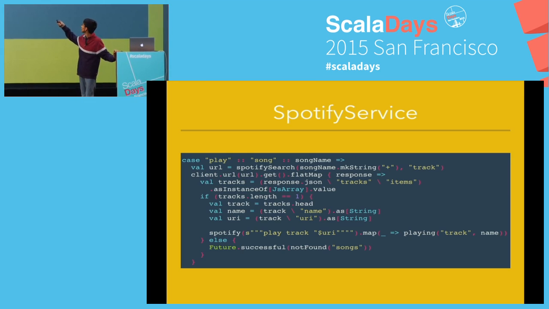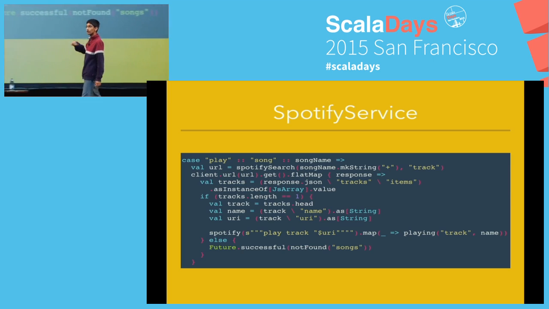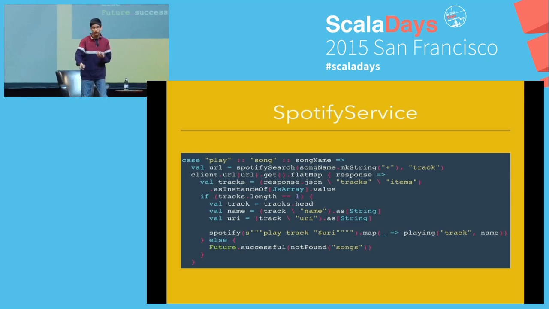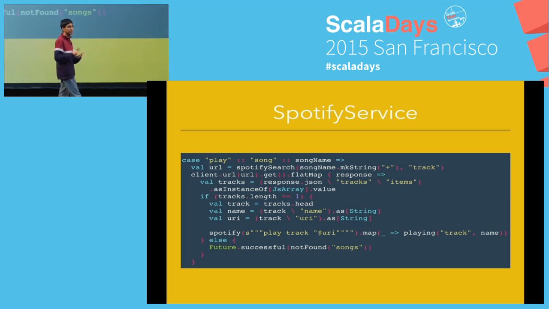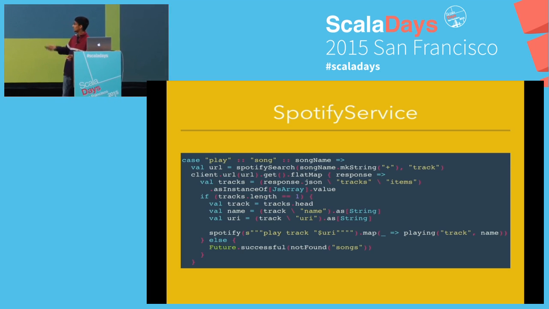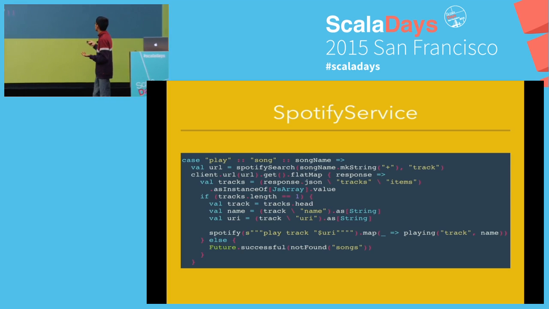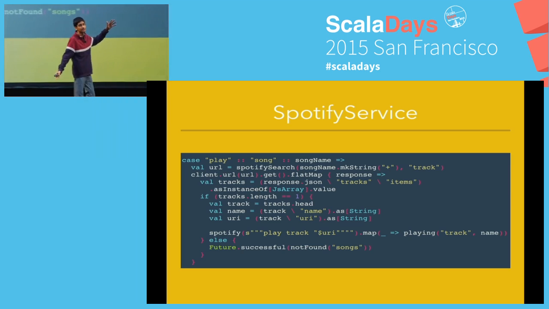This is play song and the song name. So we start by generating a URL. This is the URL to the Spotify API that we want to make a request to. I use Play web services to make a request to that. Then I parse it with play.json. I get the first track and I make a Spotify AppleScript request. That's this thing down here. And once it's done, I map it to a notification that I am now playing that song. So you can see here how futures are making it so simple. I can flat map on a future, return an option, just everything flows together.